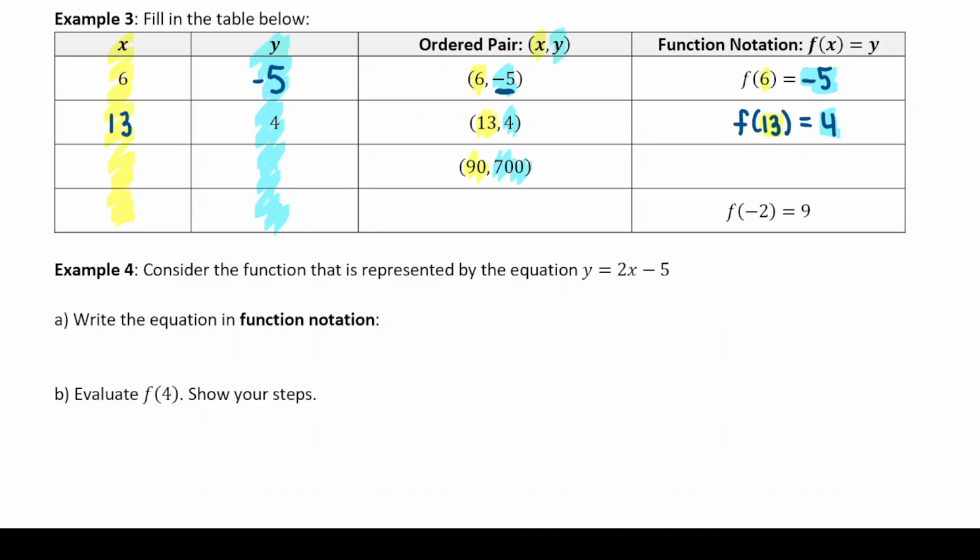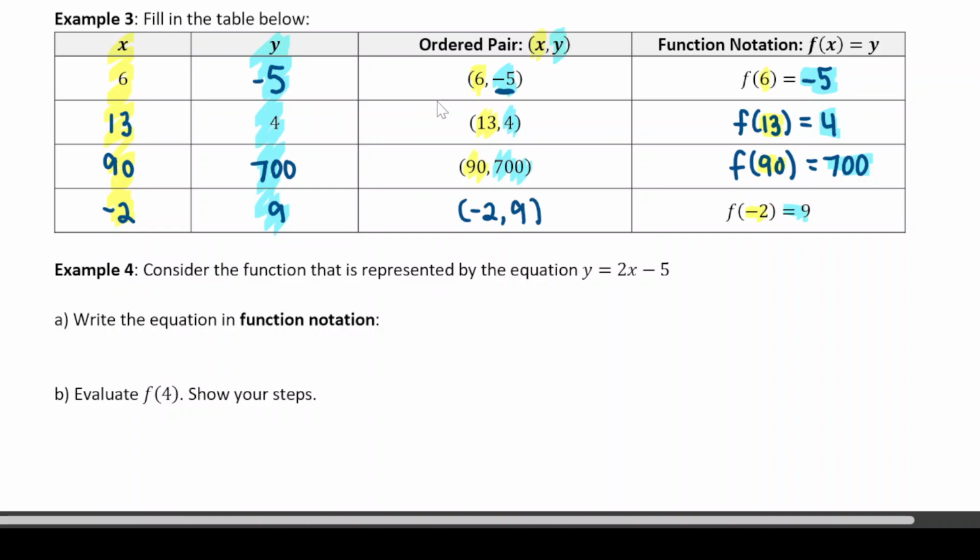Okay, next one, I have the ordered pair. So 90 is the x value, 700 is the y value. So in function notation, I would say when I input 90 into the function, the y value or the output would be 700. Just a nice, quick, efficient way of describing a point. Okay, for the next one here, when I input -2, the output is 9. When x is -2, the output is 9.